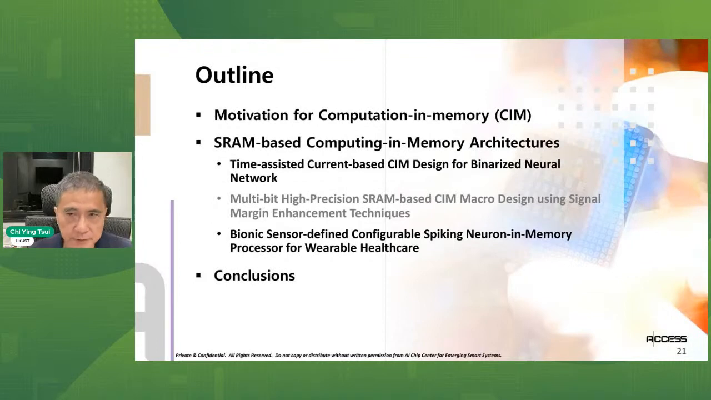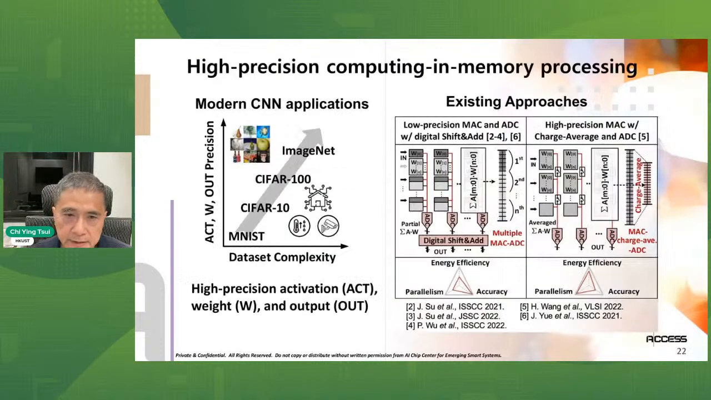So next, we're looking at another design, how to expand this design into doing high precision, multi-bit high precision applications. For modern CNN applications, we want a higher accuracy or larger data set, so we need a higher output precision. But with high precision, the complexity will be higher, and also the energy will be higher.